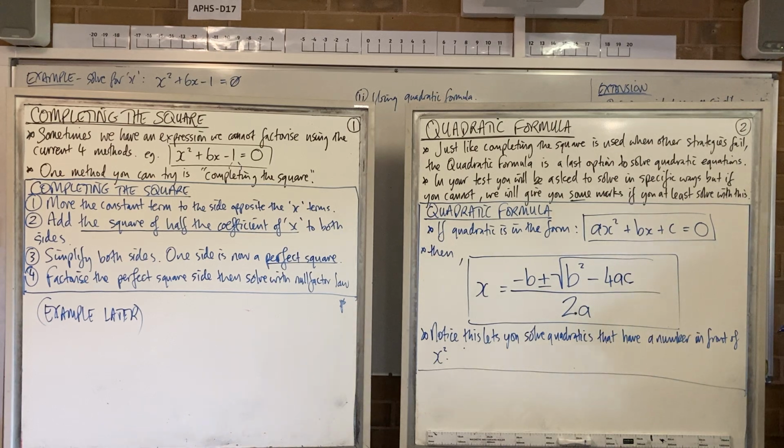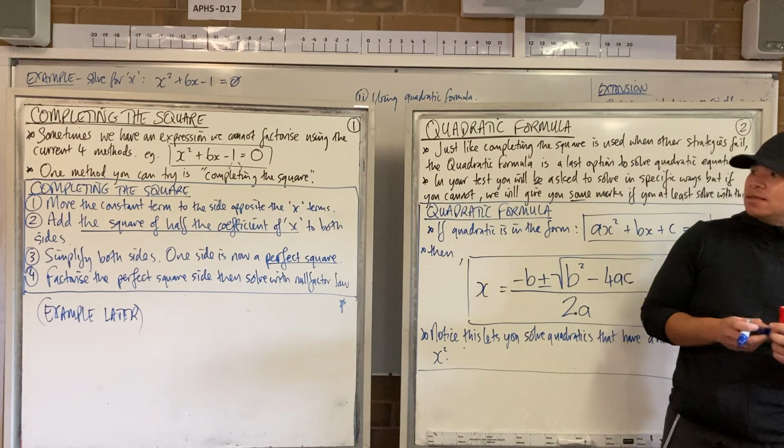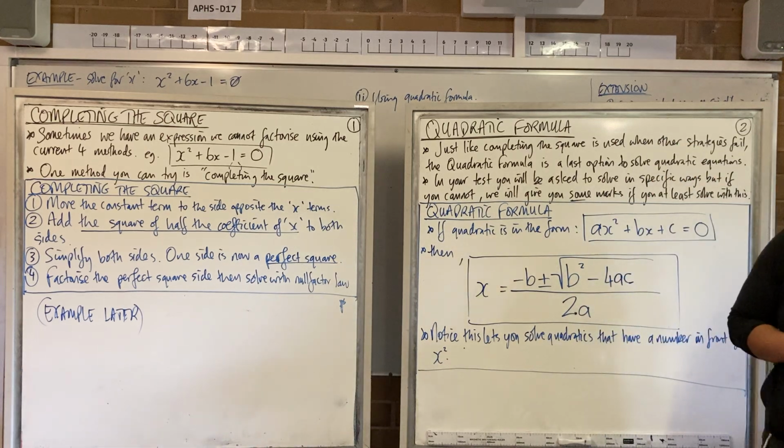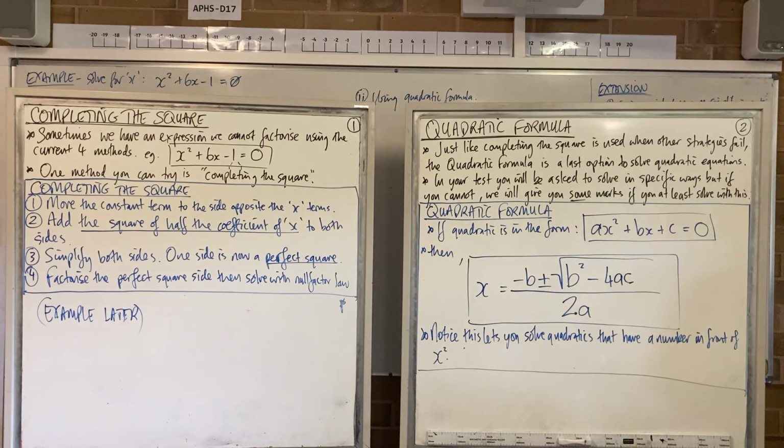Move the constant term to the side that's opposite the x terms. Add the square of half the coefficient of x to both sides. Simplify both sides. One side is now a perfect square. And then 4, factorize the perfect square side, then solve with null factorial. Get those steps down.